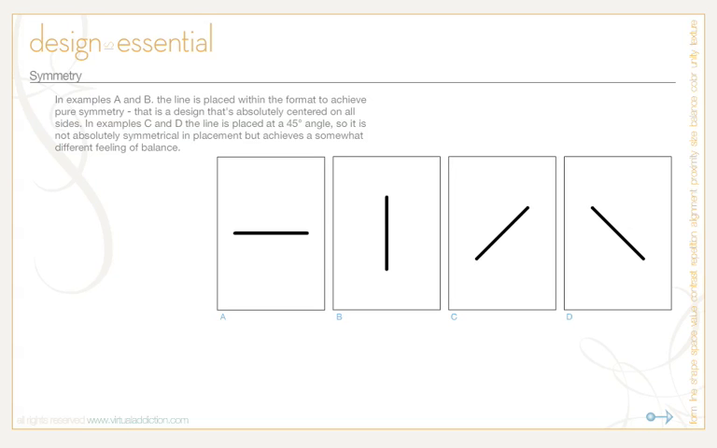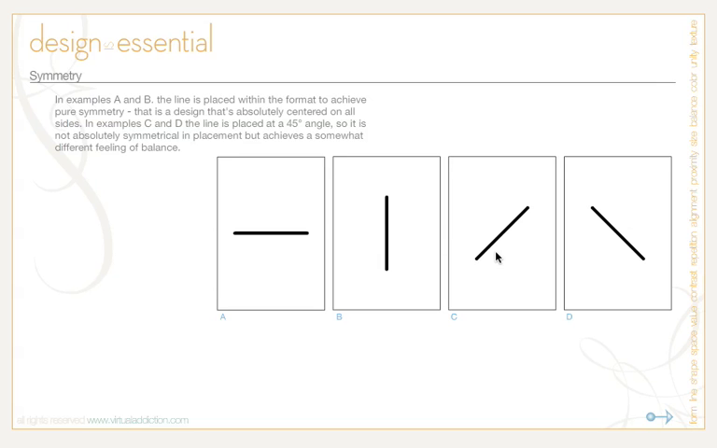In these examples here, you see a horizontal or vertical line. If you want to achieve pure symmetry, that is, a design that is centered on all sides, you're somewhat limited as to where we can place the line. True symmetry requires us to place the line centered left to right and top to bottom. With a vertical line, we would still place the center left to right and top to bottom, and it achieves pure symmetry. So both of these examples are achieving pure symmetry.